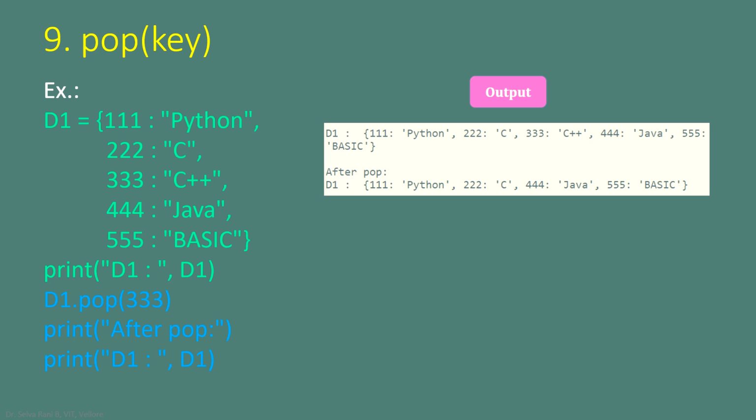The output is, the original dictionary is initially displayed. D1 is equal to 111 Python, 222 C, 333 C++, 444 Java, and 555 Basic. And after popping the element with the key value 333, we are having the resultant 4 elements as 111 Python, 222 C, 444 Java, and 555 Basic.